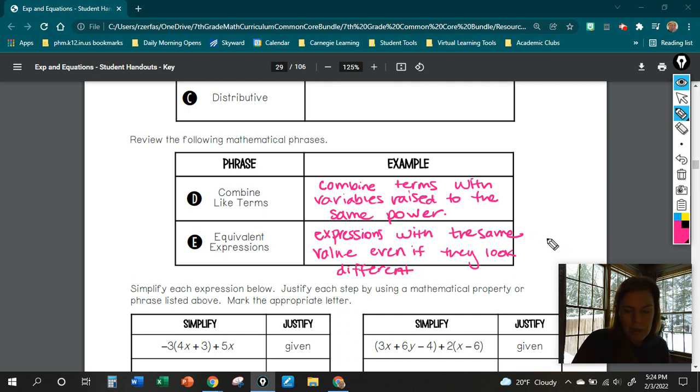Okay, so just a quick example, that could be like 1/2 times x. That's equivalent to 2/4 x, right? Both of those have a value of 0.5x. Those are equivalent expressions. Same value, they just look a little different.